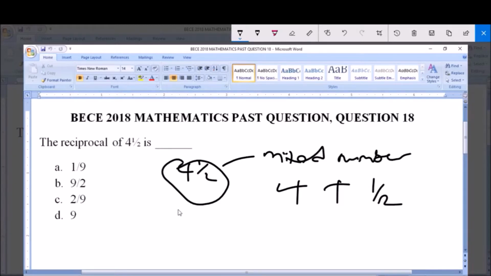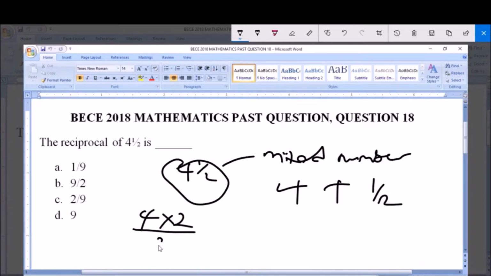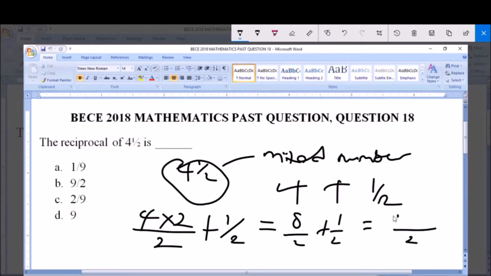Now what do I mean? We multiply 4 times the denominator of the fractional part, which is 2, and also divide it by the denominator, which is 2, then plus the fractional part, 1 over 2. Now this will give us 8 over 2 plus 1 over 2. Now because they have the same denominator, we have 8 plus 1, and this is equal to 9 over 2. But this is not where we are going. The question asks us for the reciprocal of 4.5, that is the reciprocal of 9 over 2.